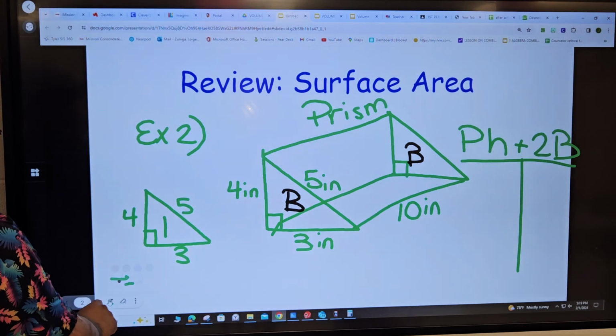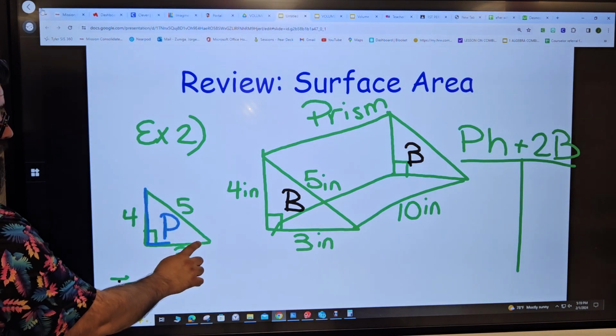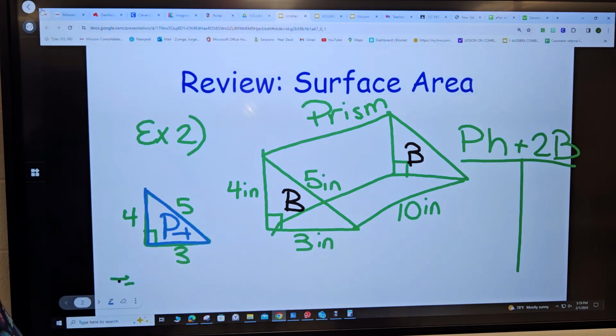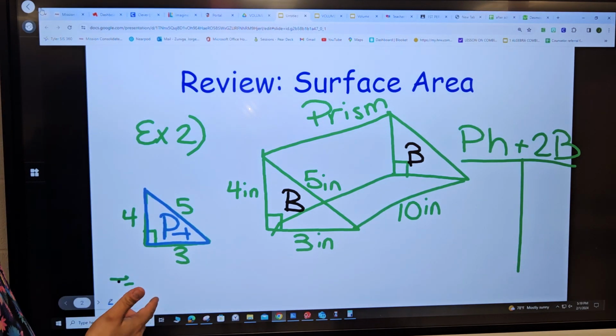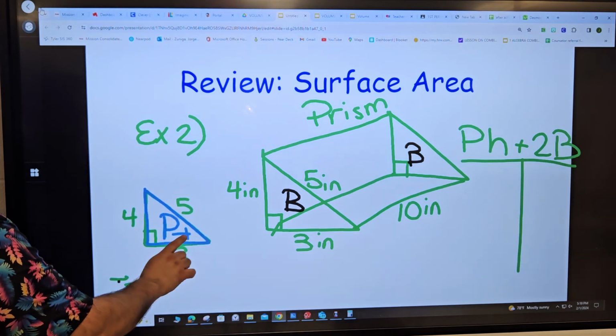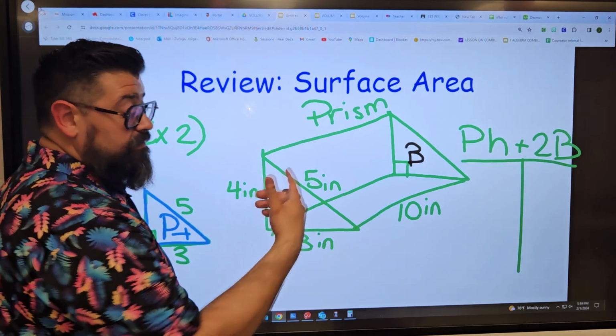Let me put it in blue. Remember, to find perimeter, you're just gonna add up the 3 sides. So we're gonna add up. So I'm gonna put a plus right there. So what's 4 plus 5 plus 3? 4 plus 5 is 9, 10, 11, 12. So my perimeter is going to be 12. We're going to put that right here.